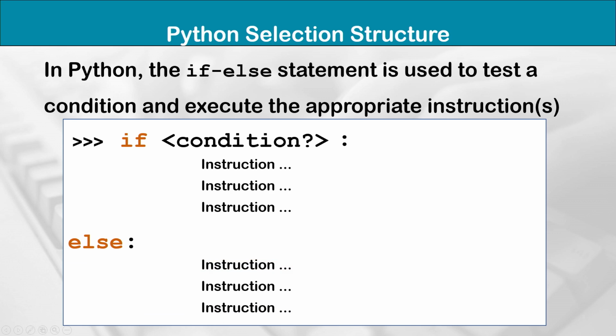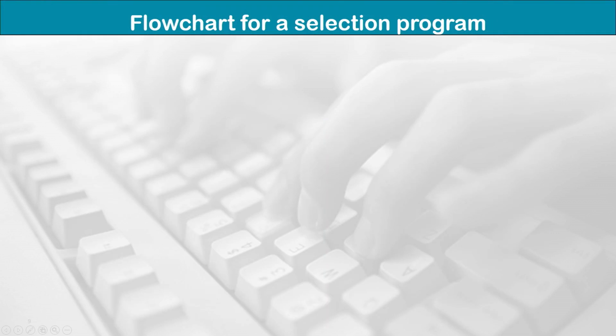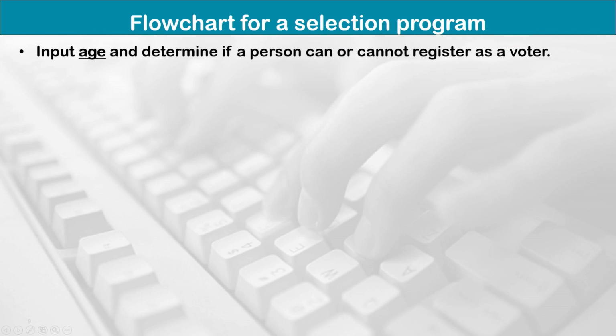Let us now write a Python program using the if-else structure. Let us first see the flowchart for the selection program. Our program will ask the user to input a person's age and determine if the person can or cannot register as a voter. Remember, a person below the age of 18 is not allowed to register as a voter.